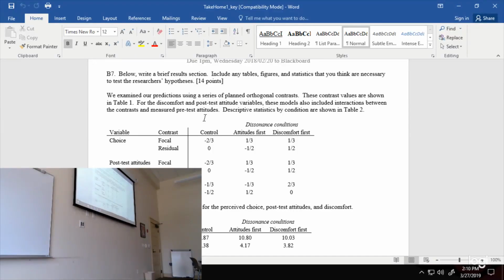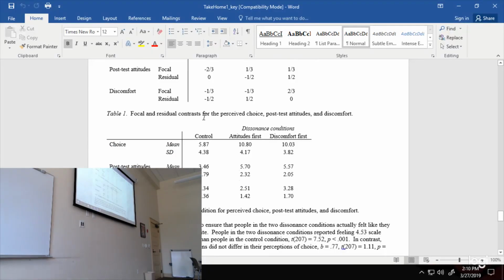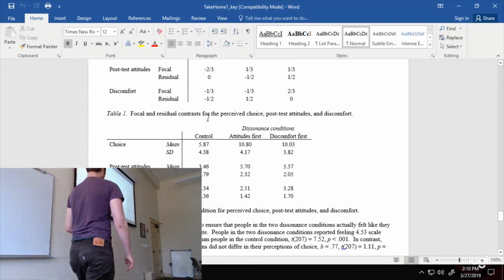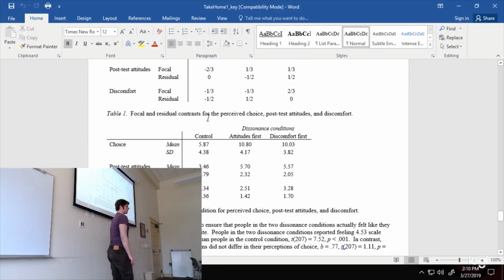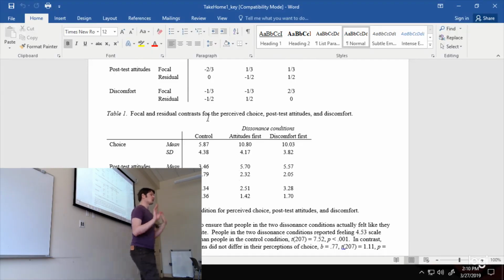I certainly didn't expect you were required this, but I do recommend it in the future. Another thing that sort of simplifies the description of this whole study is just providing a table of means and standard deviations. Again, didn't require it, but it's a good idea to do.